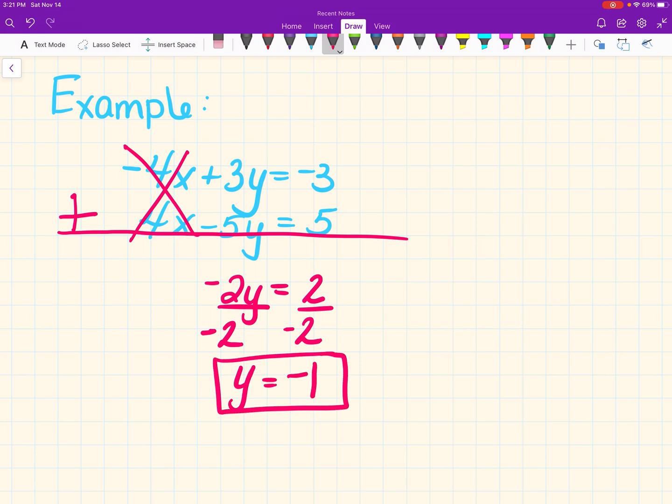Okay, we're not done. We need to solve again, and we need to solve for the x. So it doesn't matter which one you pick. This time I'm going to pick the second one: 4x minus 5y equals 5. I go back and I double check.